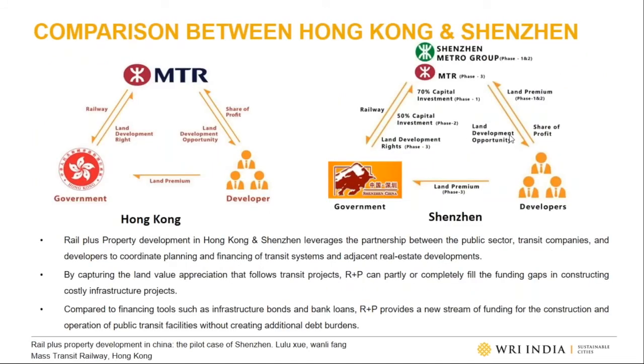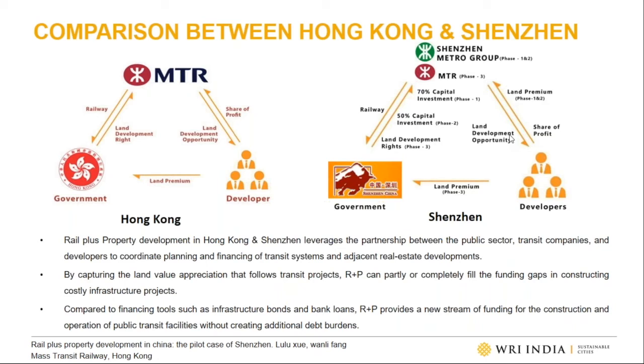So this slide is basically talking about a comparison between how Hong Kong did it and how Shenzhen was different from Hong Kong. The rail plus property development in Hong Kong and Shenzhen leverages the partnership between the public sector, transit companies, and developers to coordinate planning and financing of transit systems and adjacent real estate developments.